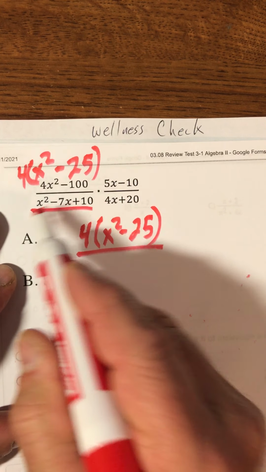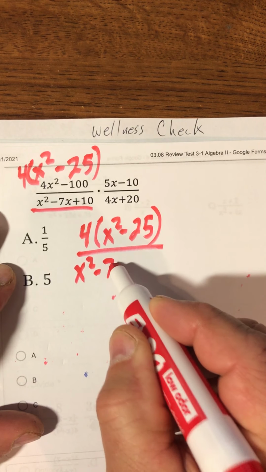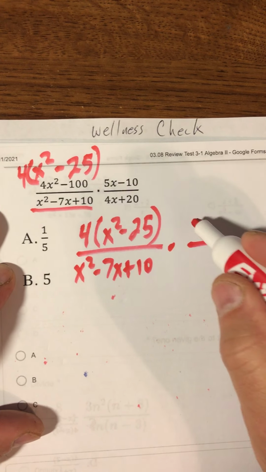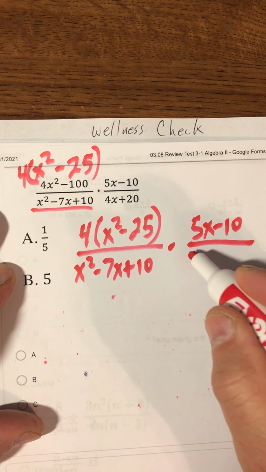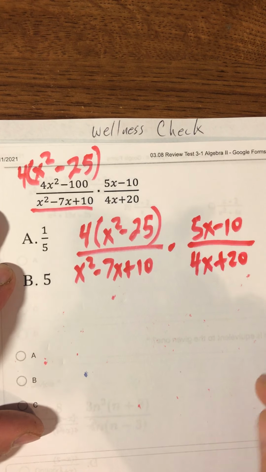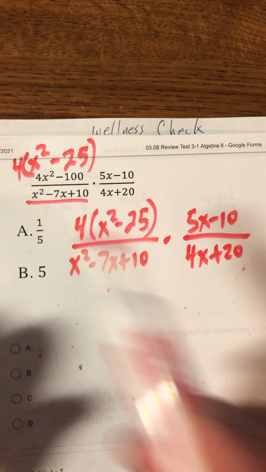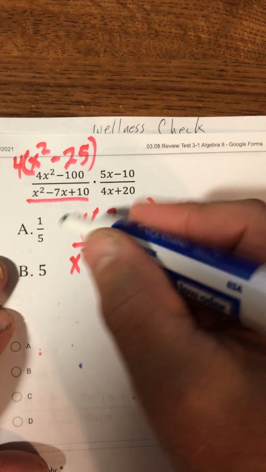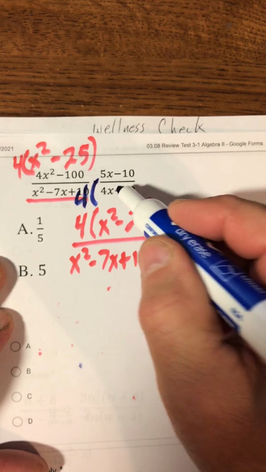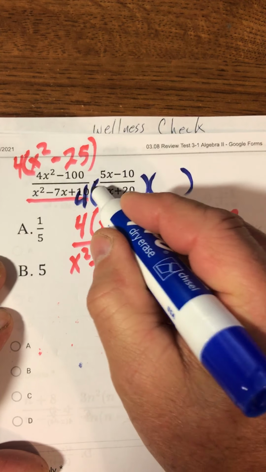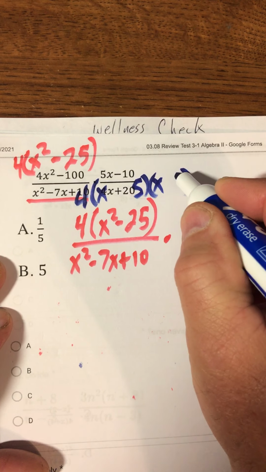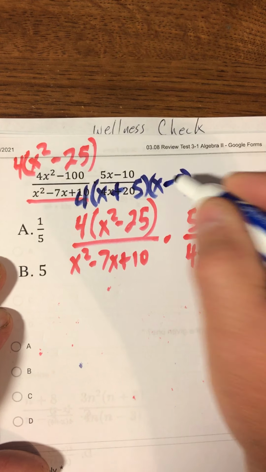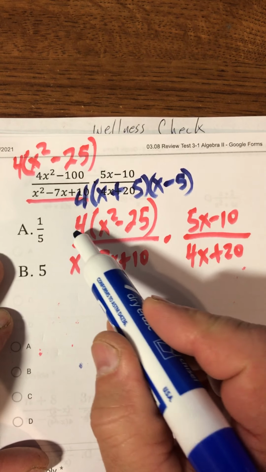I'm going to bring all this down here. x squared minus 7x plus 10 times 5x minus 10 over 4x plus 20. Now, you can see that we have a difference of squares on top still, which we still have the 4 times, and then 2 sets of parentheses, x, 5, and 5, because that's the square root of 25, plus minus. Now we no longer use this anymore.